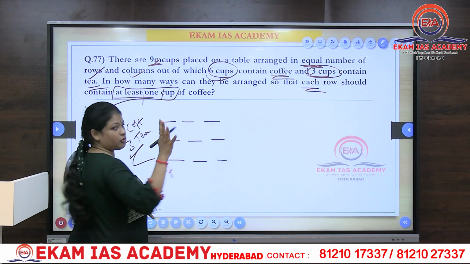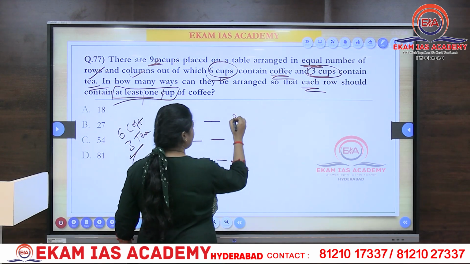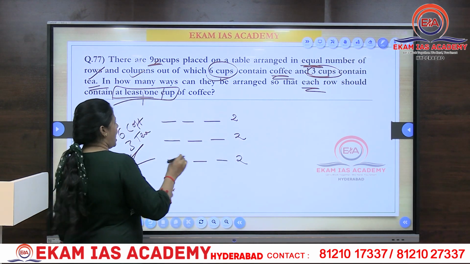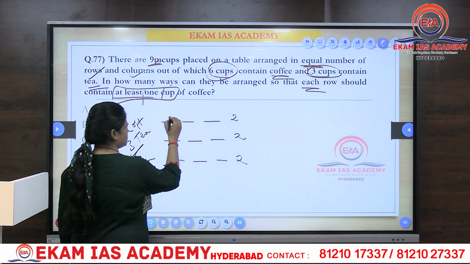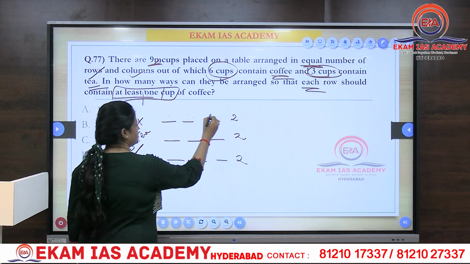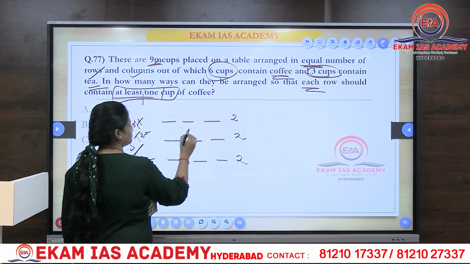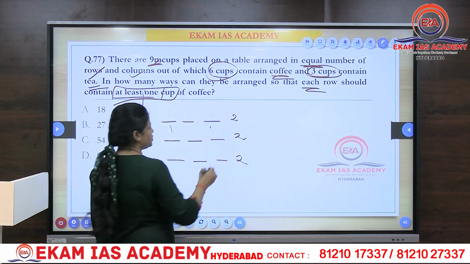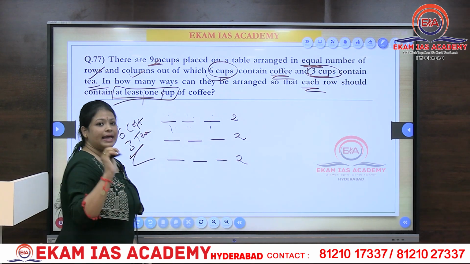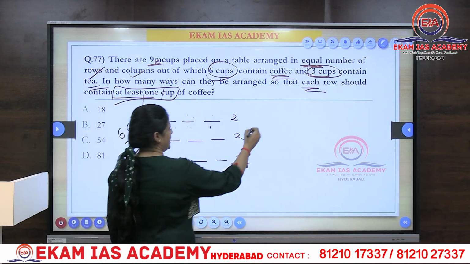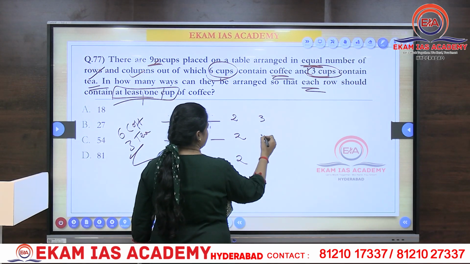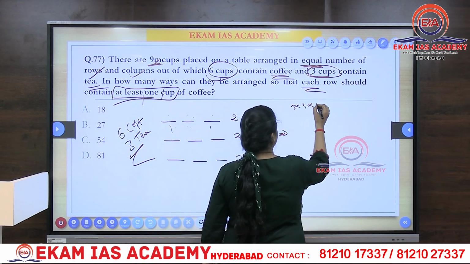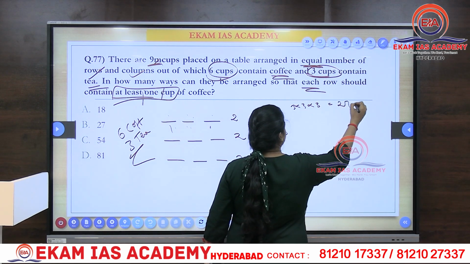So I'm going to divide these. I'm going to give each row 2 cups, 2 cups and 2 cups. How can I arrange 2 cups? These two. 1, 2. 1, 2. 1, 2. Okay. So I can arrange 2 cups in a row in 3 different ways. Hence, I'll get 3 ways, 3 ways, 3 ways. 3 into 3 into 3. 27 ways.